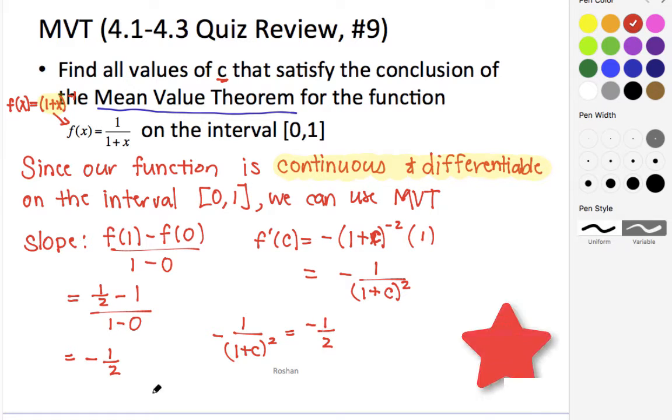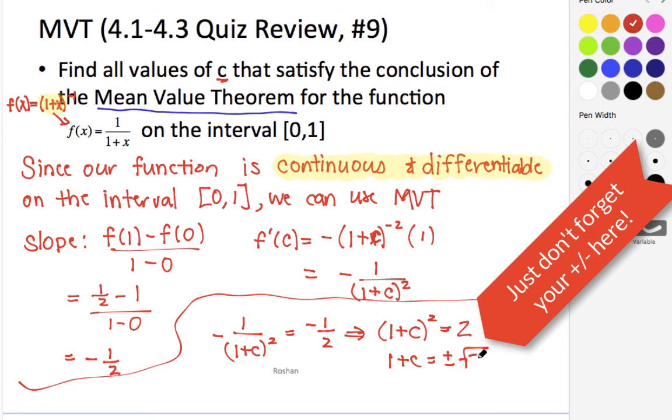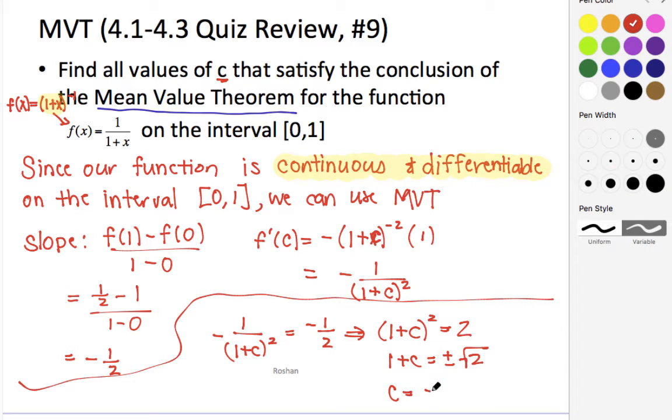Now listen up, because here is a really good trick. I have the numerators are the same, the -1. So I know that the denominators must be equal, right? Everybody's always tempted to FOIL this thing out, but why would I do that when I want to solve for c? Why don't I just take the square root of both sides? I'm allowed to do that, right? And so I get c equals -1 plus or minus √2.